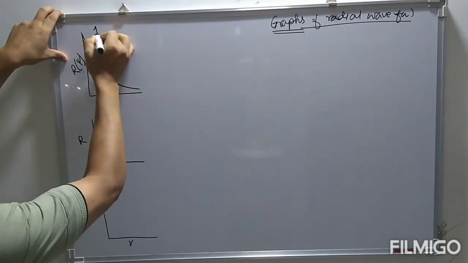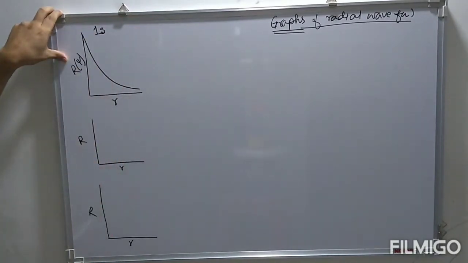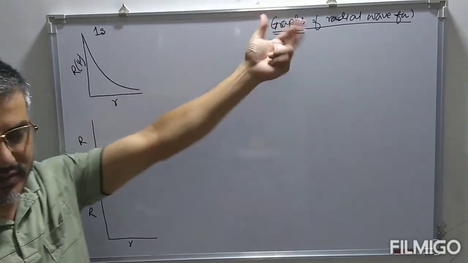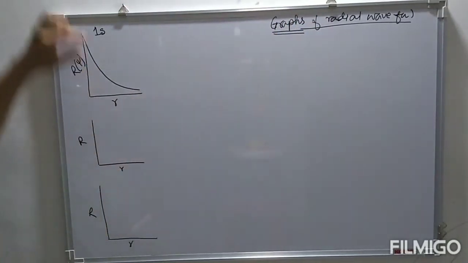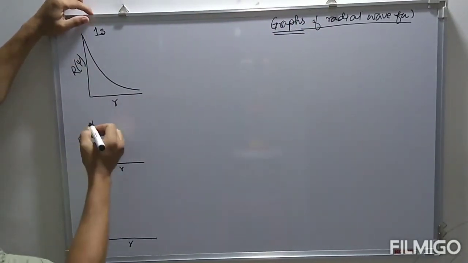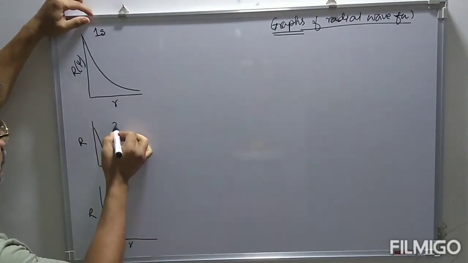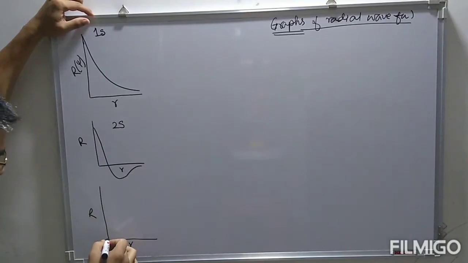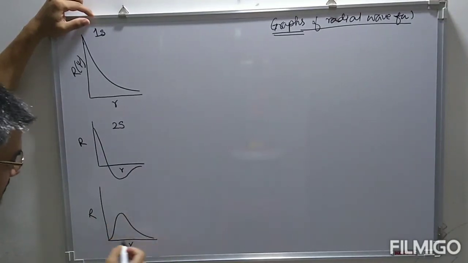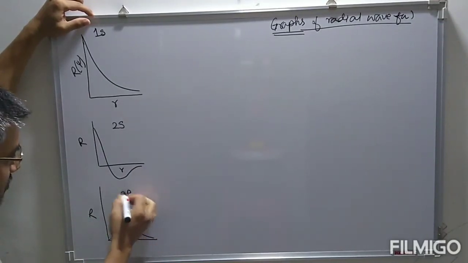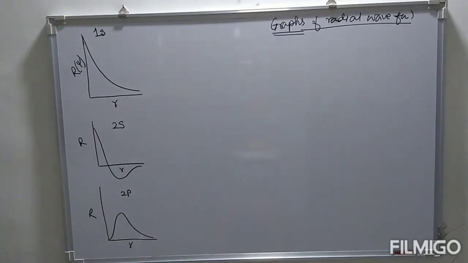This is called the 1s orbital. We will define 1s, 2s later on. This is called the 2s orbital. This is called the 2p orbital. So this graph simply represents the radial wave function R versus distance.